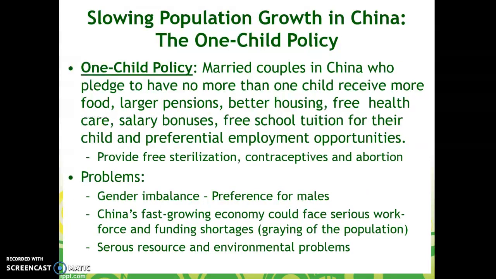So there's 2 case studies your book talks about. One of them is the one-child policy in China. The one-child policy states that married couples in China who pledge to have no more than 1 child receive more food, larger pensions, better housing, free health care, salary bonuses, free school tuition for their child, and preferential employment opportunities. If they make this pledge and then have more than 1 child, all of this is taken away. China also provides free sterilization, contraceptives, and abortion.